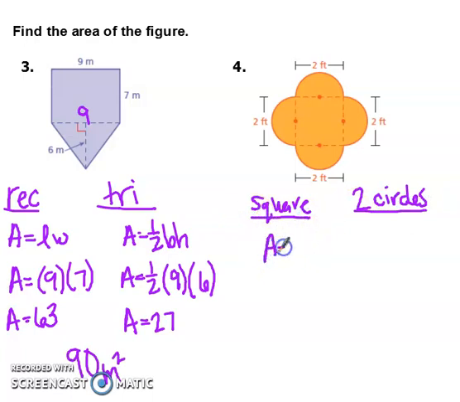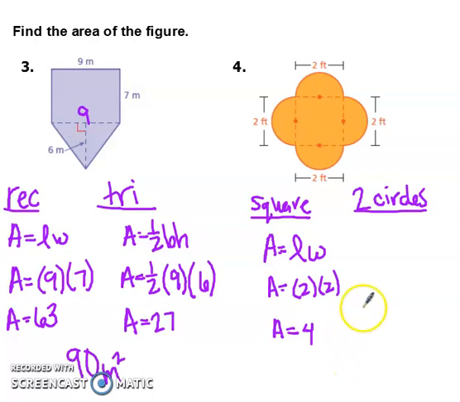The area of a square is the same as the rectangle, length times width. Both the length and width are 2. The area of that center square is 4 square feet.